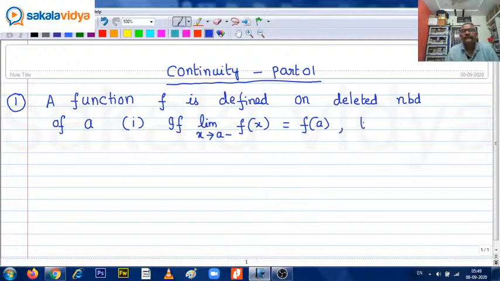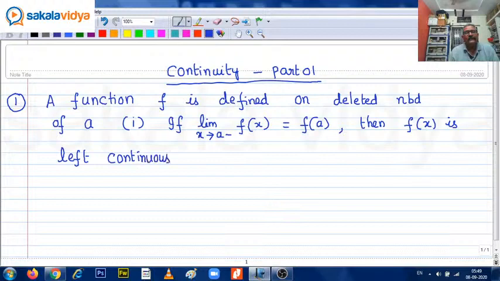then f of x is left continuous at x is equal to A. That means, for example, the left hand limit, limit as x tends to A minus of f of x, is equal to f of A. Then f of x is left continuous at x is equal to A.